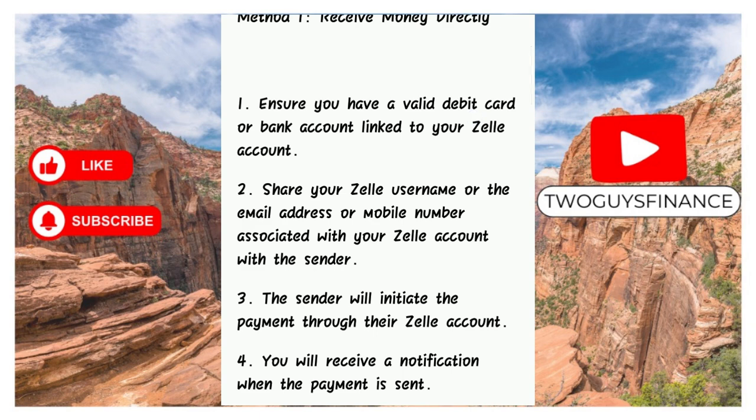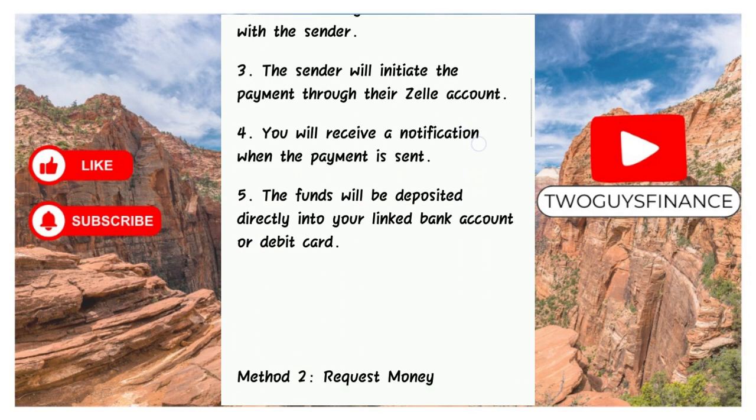The first step is to ensure that you have a valid debit card or bank account linked to your Zelle account. Then what you want to do is share your Zelle username, email address, or mobile number associated with your Zelle account with the sender. Now, this sender is going to initiate the payment through their Zelle account, and you will receive a notification when the payment is sent. This fund will be directly deposited into your linked bank account or your debit card. That's for the first method.